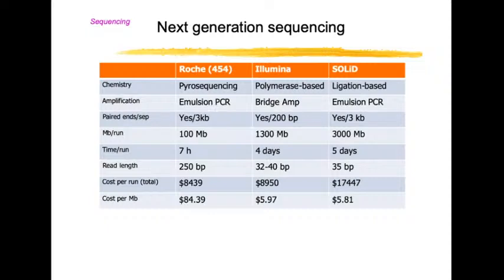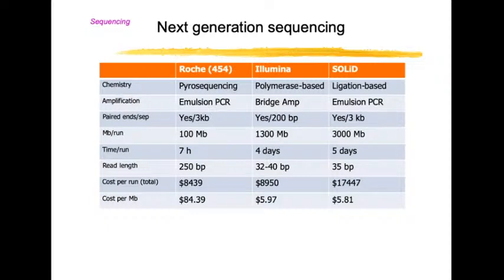There are mainly three types of next generation sequencing: Roche, Illumina, and Solid. We are discussing mainly these today, then we will switch off for today. So let's focus on these three different sequencing. From the chemistry point of view, Roche is based on pyrosequencing, Illumina is polymerase based, Solid is ligation based. For amplification, Roche uses emulsion PCR, Illumina uses bridge amplification, and Solid also uses emulsion PCR.